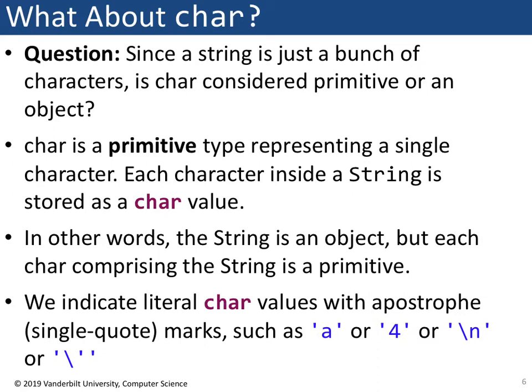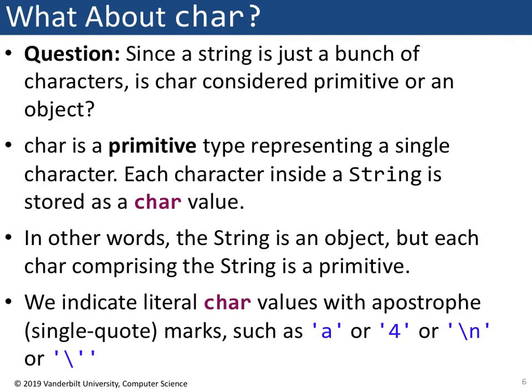We've mentioned that there's a primitive type called char already. So then, if a string is just a bunch of characters, is char a primitive or is it an object? Because we said strings are objects, not primitives. But strings are just a bunch of characters. So what's going on here? We alluded to this already, but let's make it more clear.